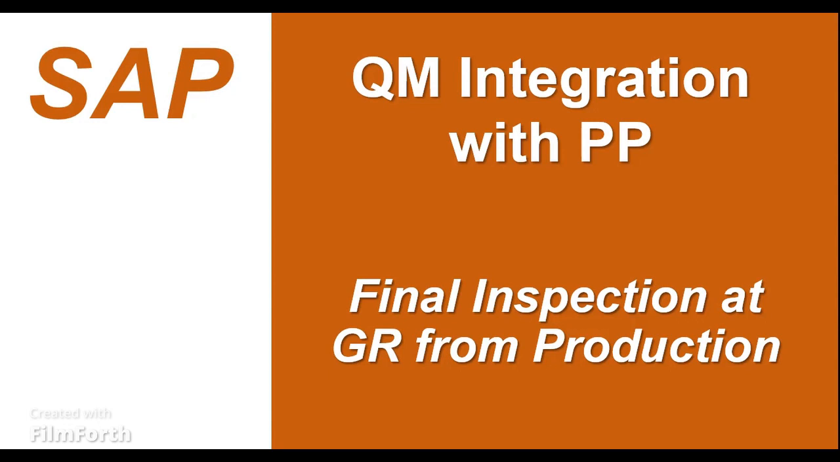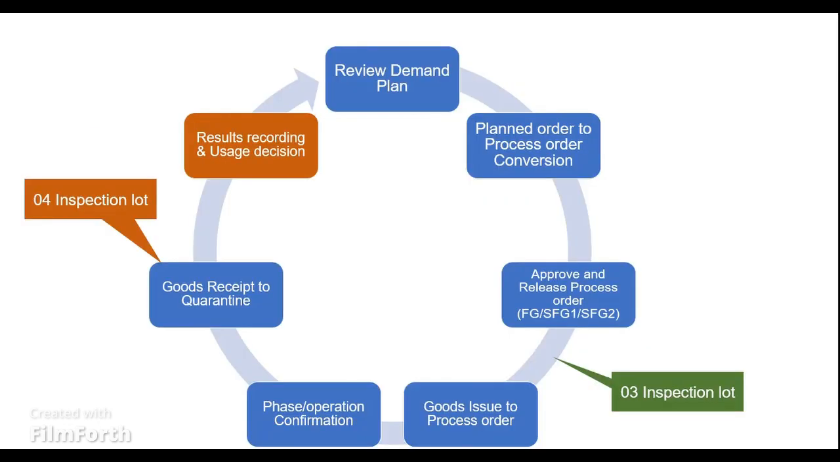So in order to do that, we need to enable a few prerequisites in SAP, where the quality inspection lot will be created as soon as we perform the goods receipt against the process order or a production order. So let's see in this slide how this basically works.